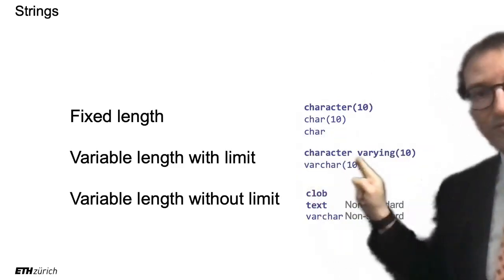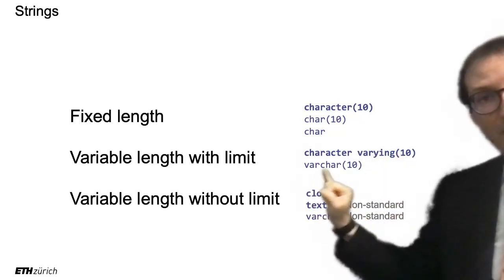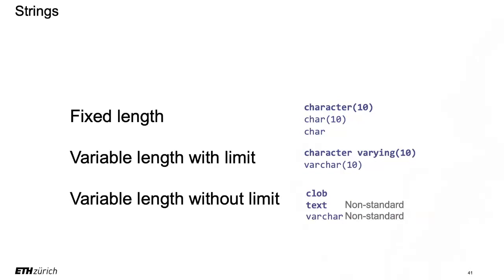Then you have character varying that puts a cap of 10, but it can be less than 10. And varchar is just the abbreviation of character varying. In fact, most people use varchar. They don't bother to write character varying completely. So that's the second kind that you can do. And then we have without limits. Text and varchar, they are non-standard. If you say varchar without any number, that's technically without limit.